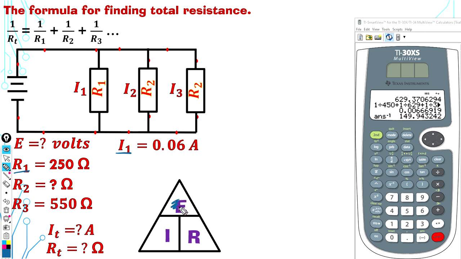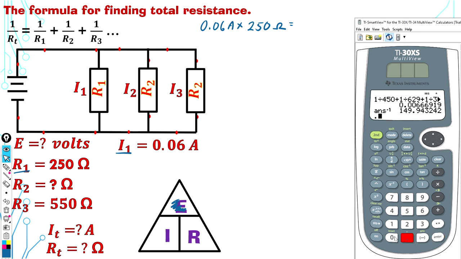Okay. So I'm looking for my E, cover up the E, it's I times R. So I've got 0.06 amps times 250 ohms, 0.06 times 250. So I've got 15 volts. Okay. So that means I've got 15 volts across each branch.